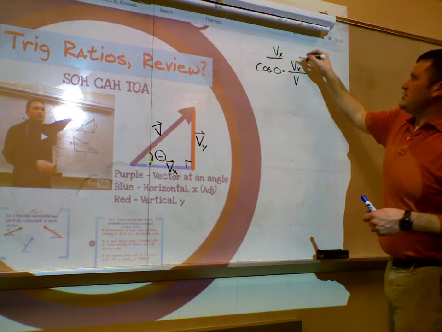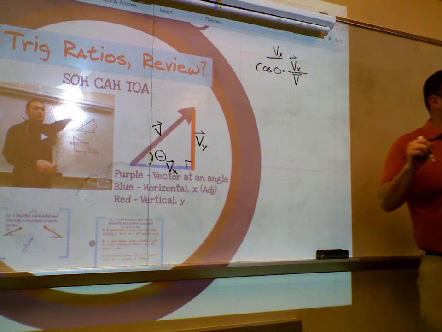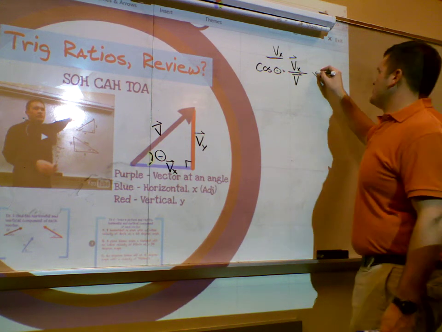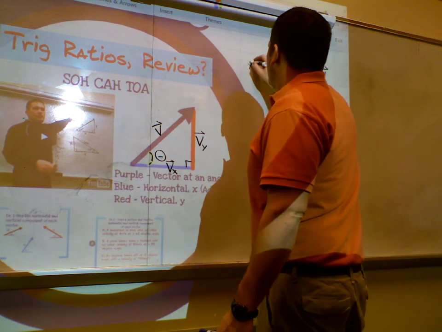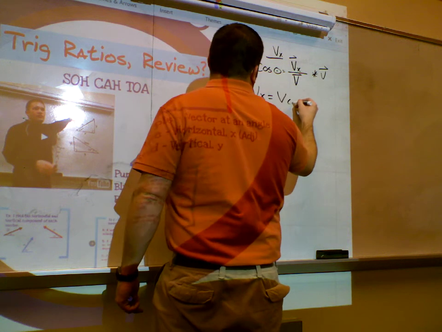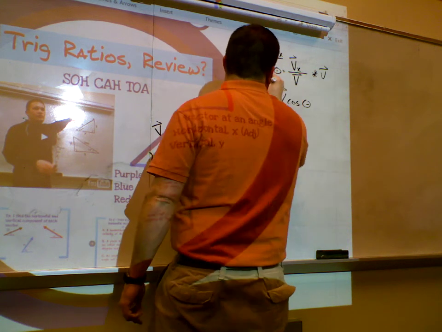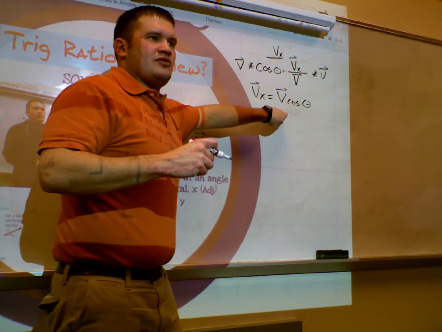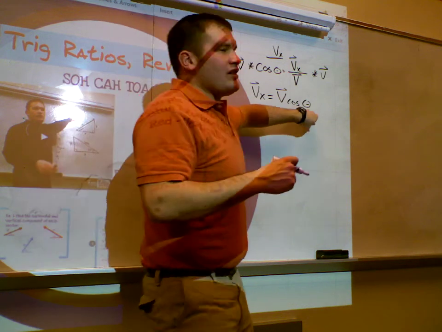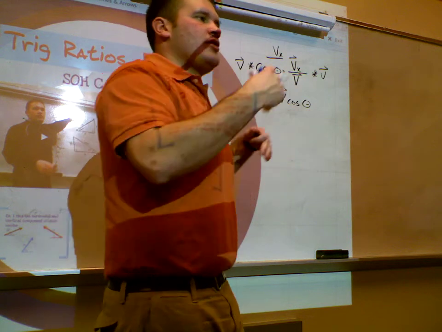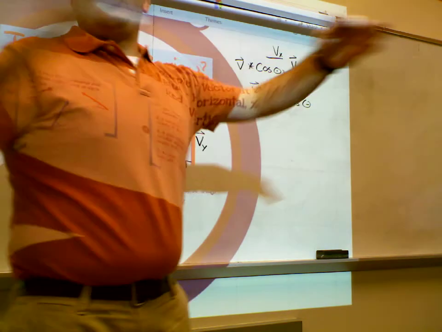Now, if I'm going to solve this for Vx, and these are vectors, sorry, what do I have to do? Multiply by V. Okay. So then we know Vx equals V cosine theta. So what that means is if I know my velocity V, and the angle that velocity is launched at, the angle of initial velocity, I can find the horizontal component. That's how fast it's going parallel to the ground.